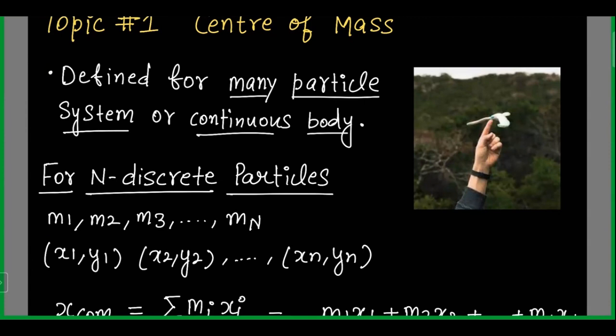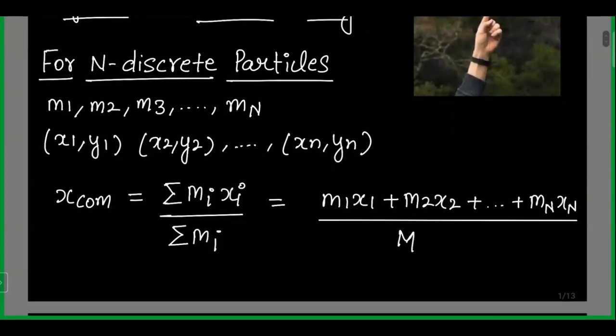Okay, I hope that you have got the concept. So now the first thing we want to know is, how do we find the center of mass for n discrete particles? So let's say there are n particles. The mass of each particle is m1, m2, m3 up to mn. So there are n particles, each having some mass, and the coordinate of each particle is x1, y1.